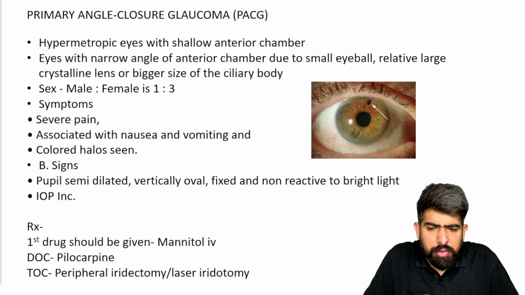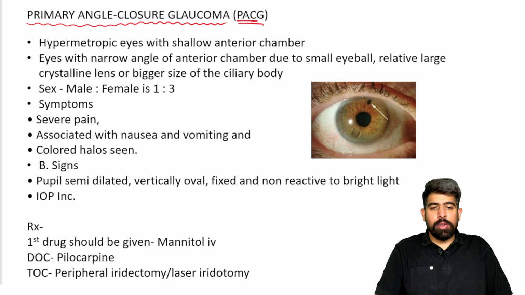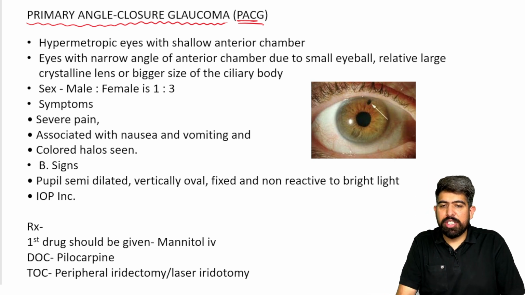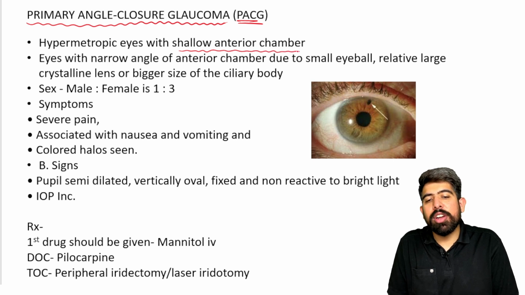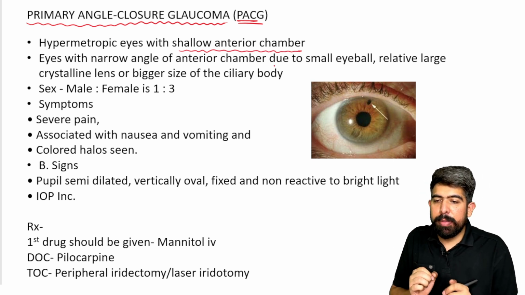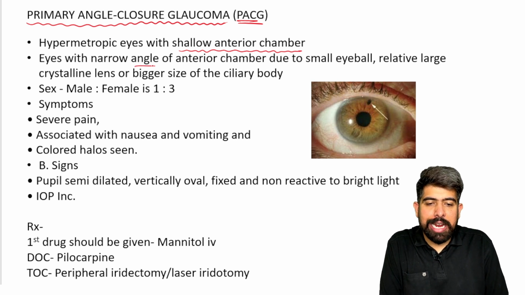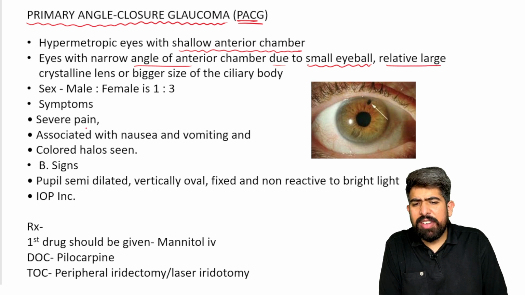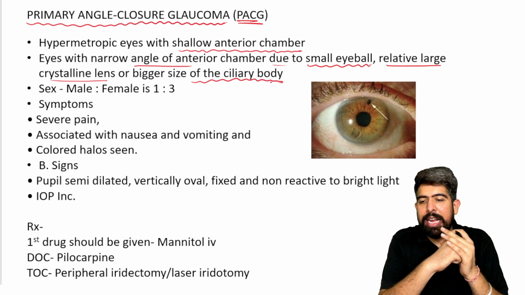Last one is primary angle closure glaucoma. In this, the patient has hypermetropic eyes or a shallow anterior chamber, which is the major risk factor, because a shallow anterior chamber makes synechiae form easily. The eye is small, so the angle of the anterior chamber narrows, and the crystalline lens is relatively large. The lens is bigger, pushing the ciliary body, and it makes synechiae behind it.